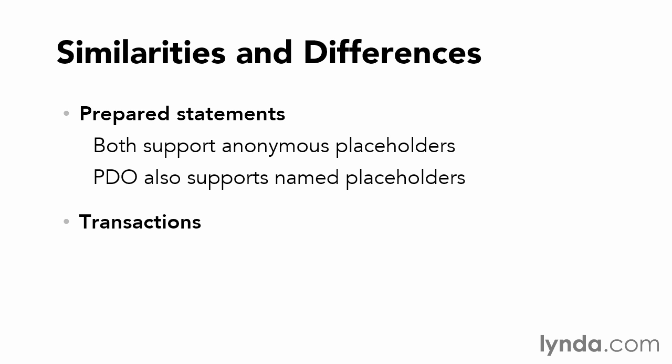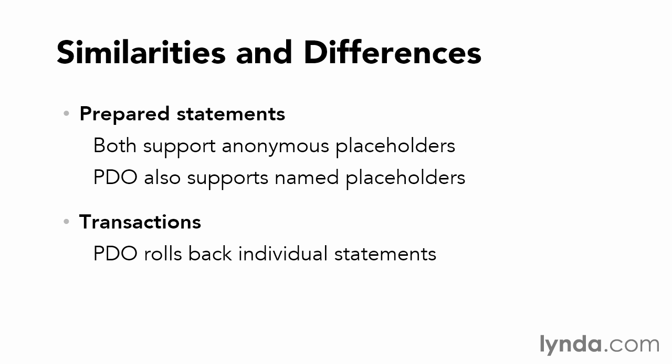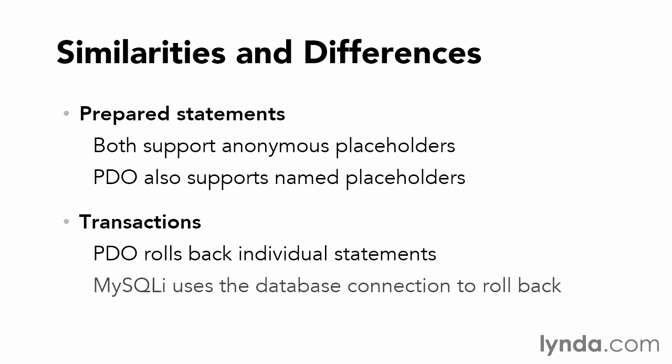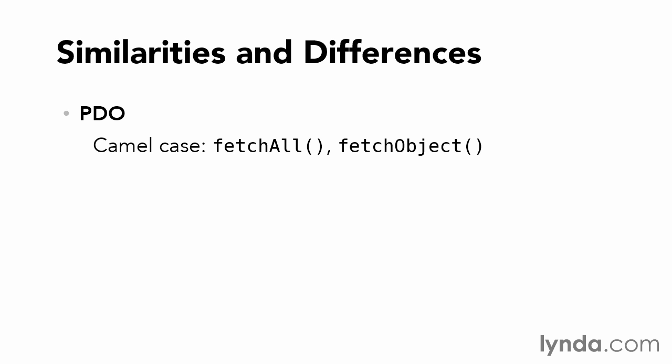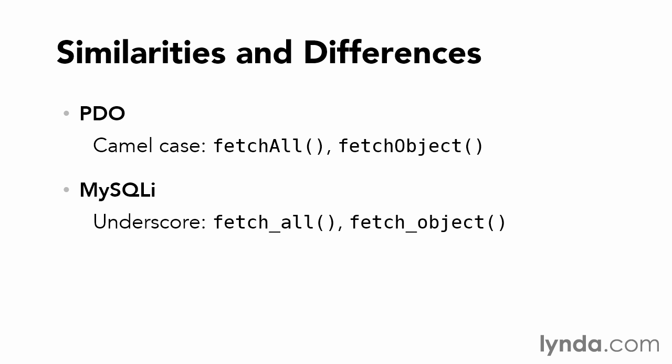They have similar support for transactions. In PDO, you roll back the individual statements, whereas in MySQLi, it's the database connection object that does the rollback. Perhaps the most confusing aspect is the different spelling of methods. PDO uses camel case, whereas MySQLi uses underscores in method names. But these are relatively minor issues. Making the switch from MySQLi to PDO should be fairly painless.